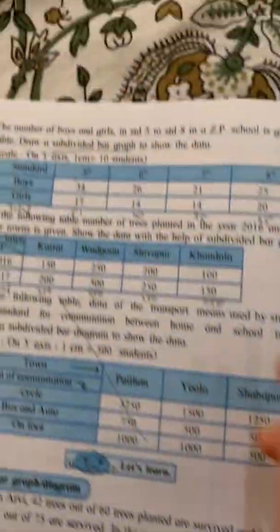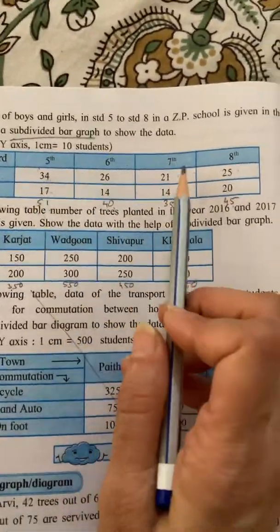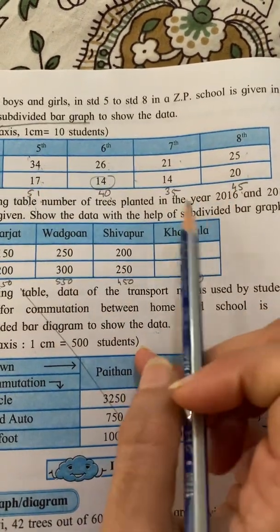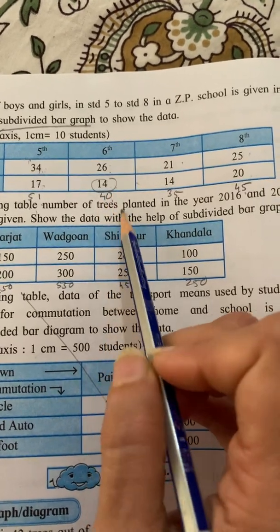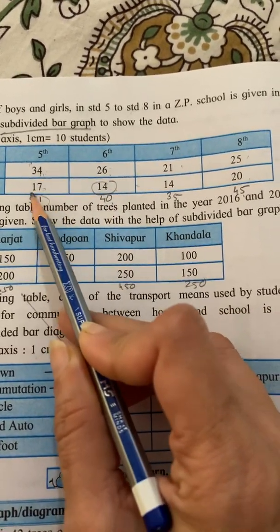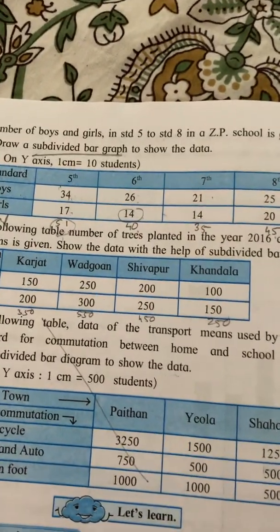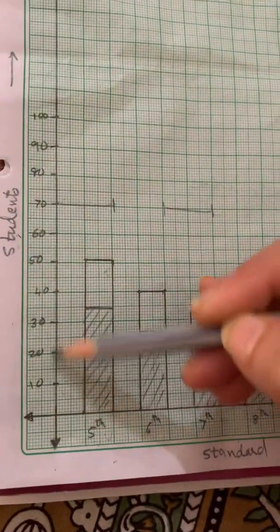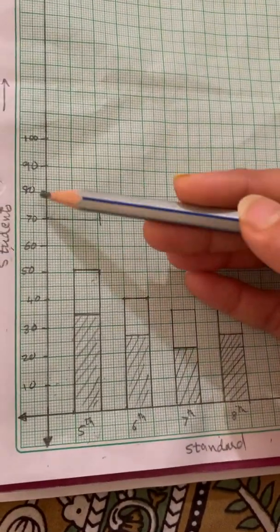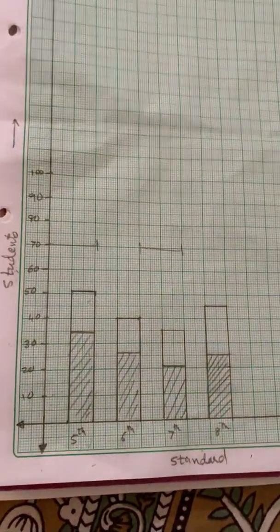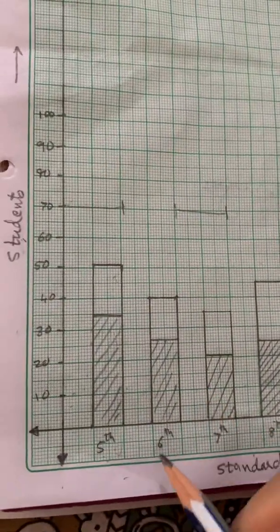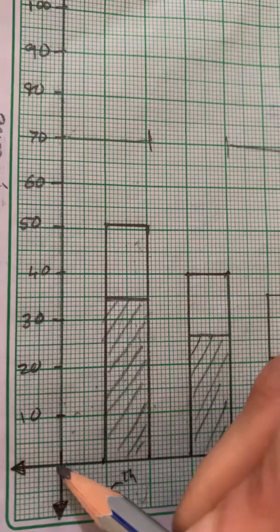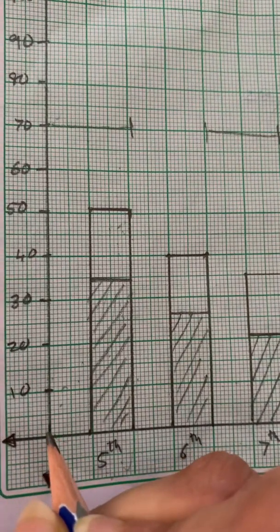So if you see here in this chart, we have the lowest as 14 and the highest is 51. From somewhere around 10 to 70 or 80 you can draw. There is no need to draw 100; you can draw 70 or 80 units here. So first, the 5th standard has 51. My 1 centimeter here has 10 units. It is divided into 10 parts.